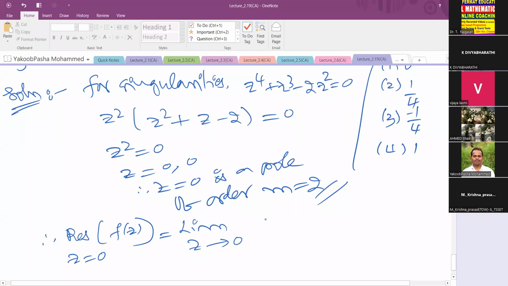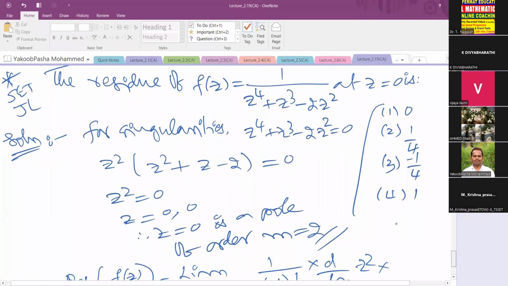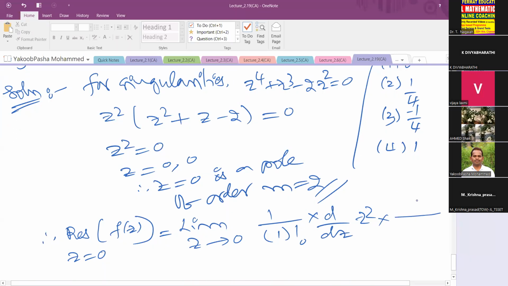0. It is not a simple pole. It is a pole of order 2, so 1 by (m minus 1) factorial, that is 1 factorial, into d by dz of z square into f of z. The function f of z is 1 divided by z power 4 plus z cube minus 2z square. Okay, this is the function f of z.